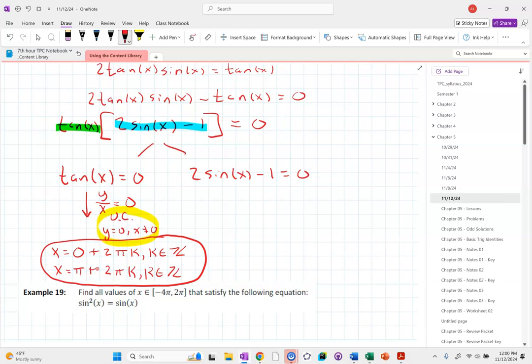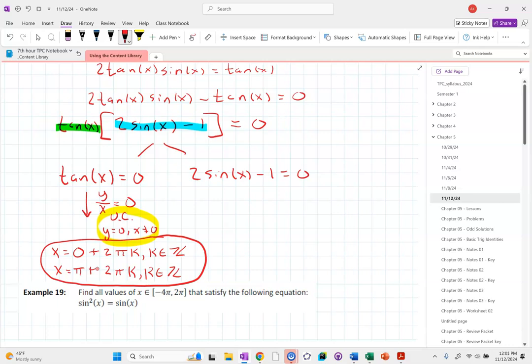So we have those two. Everybody's okay there? But we're not done. Why aren't we done? We still have the other half to do, right? 2 sine x minus 1 equals 0.